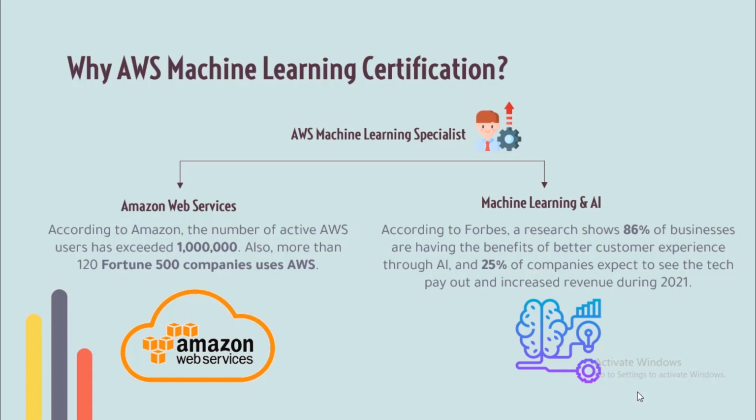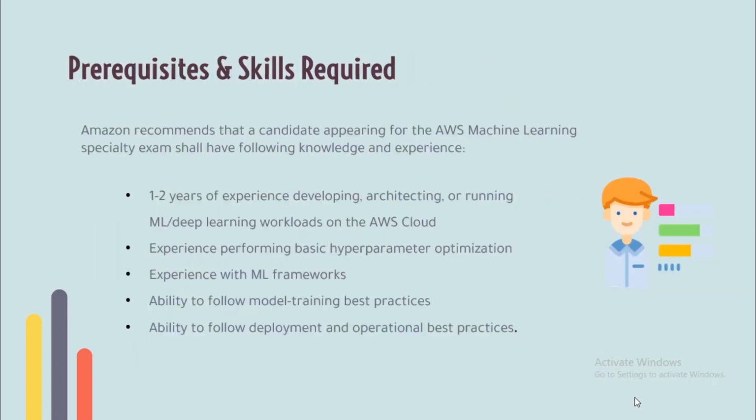Therefore, AWS has designed this certification exam to test the capabilities of individuals in both AWS as well as in machine learning. So there are certain prerequisites and skills required in order to go for this certification exam. Amazon recommends that a candidate appearing for the AWS machine learning specialty exam shall have the following knowledge and experience. They should have 1 to 2 years of experience developing, architecting, or running ML as well as deep learning workloads on the AWS cloud platform.